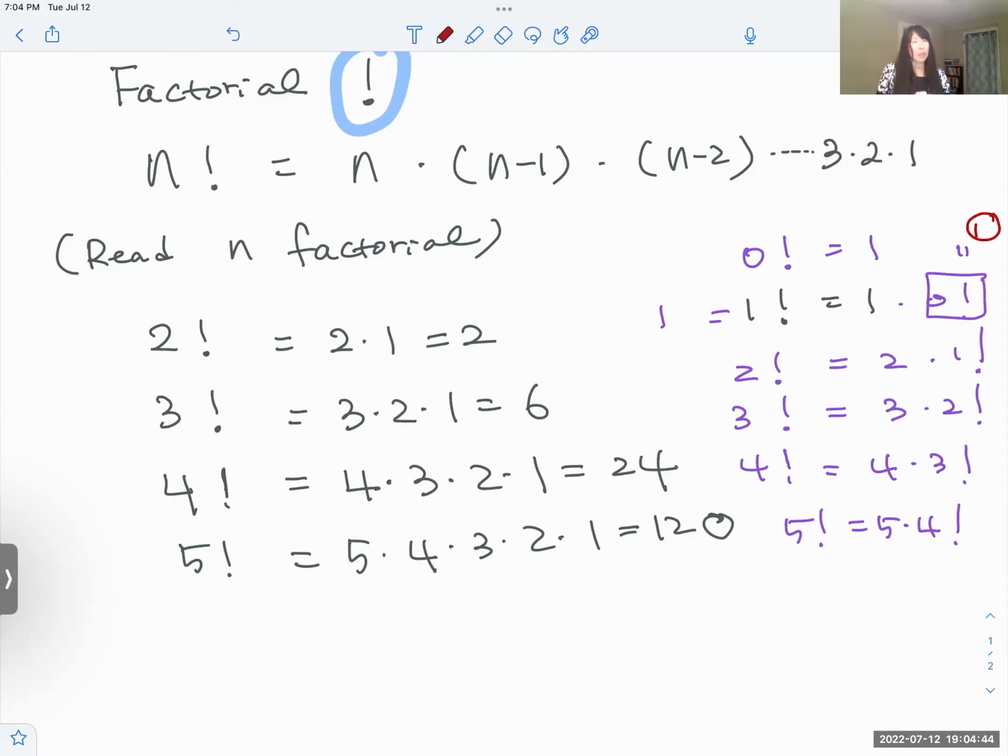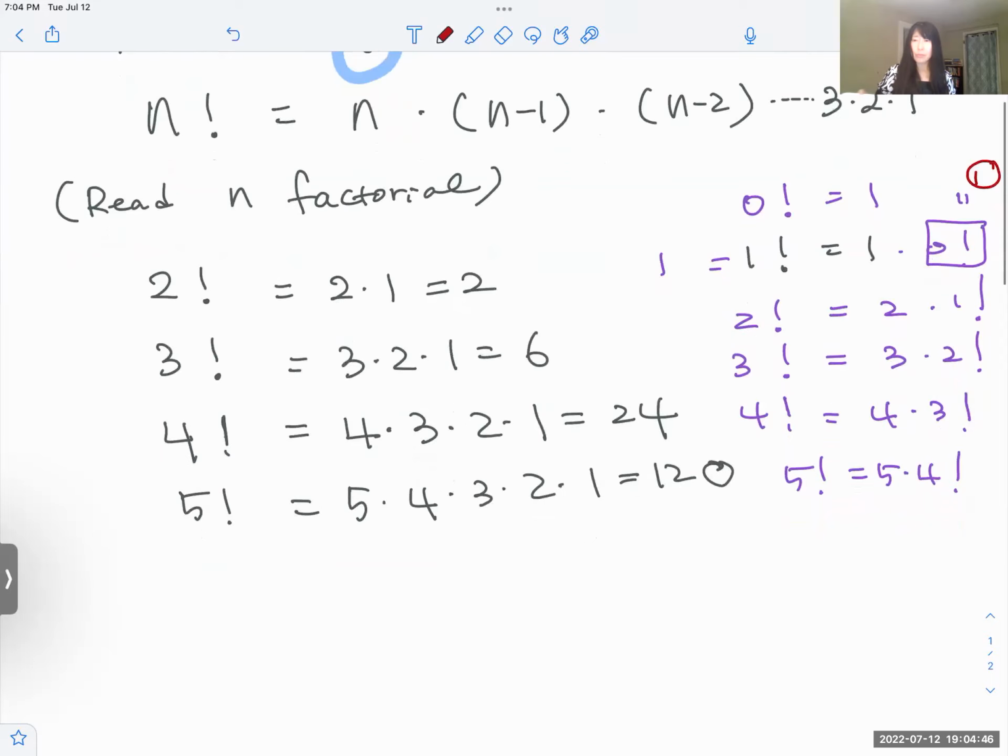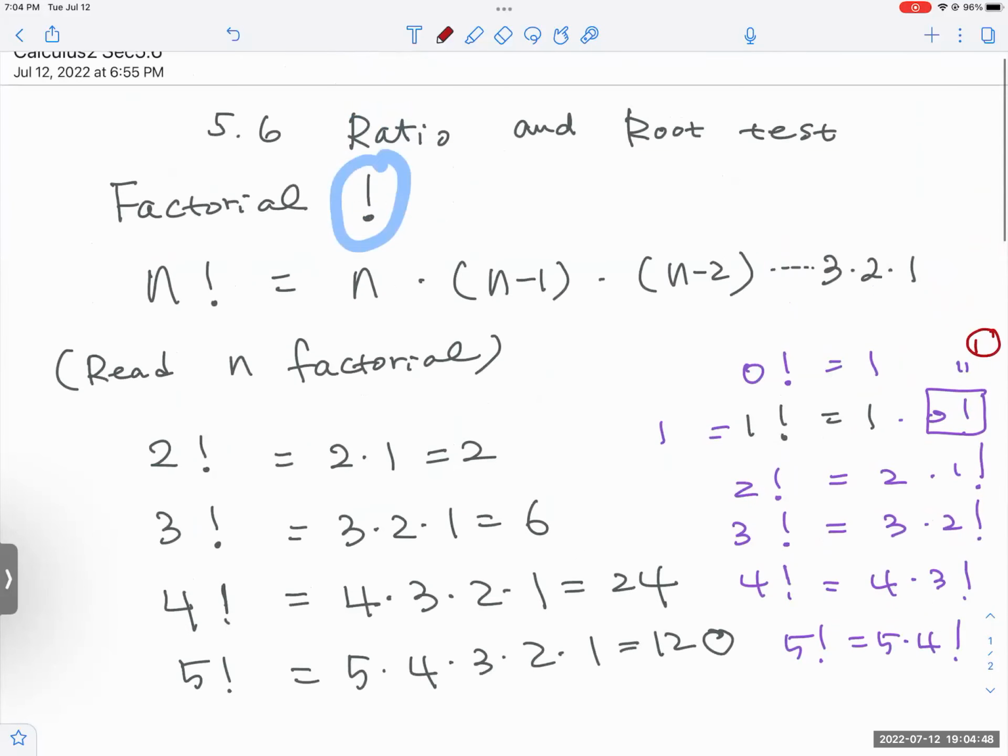All right, now. Ms. Lee, can you scroll all the way up? Okay. I just wanted to see the first one. This is the 5.6, okay. Thank you.